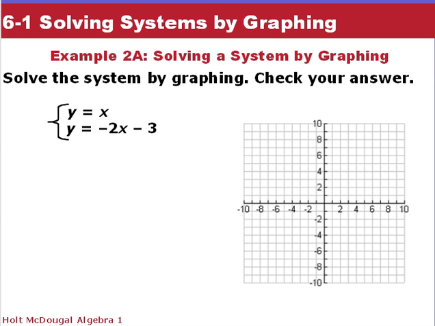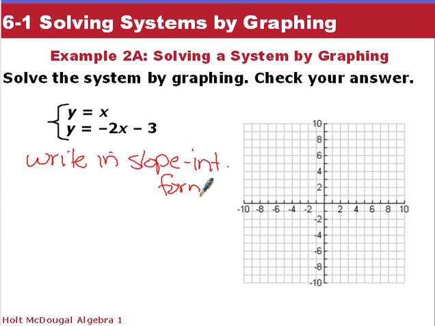So let's solve this system by graphing. Again, these are both in slope-intercept form, so they're in a great form to graph in. If they weren't, write them in slope-intercept form. And then you'd be good to go.